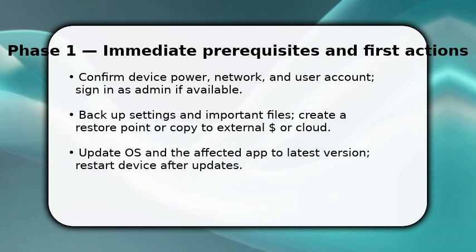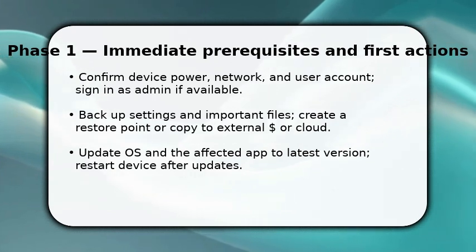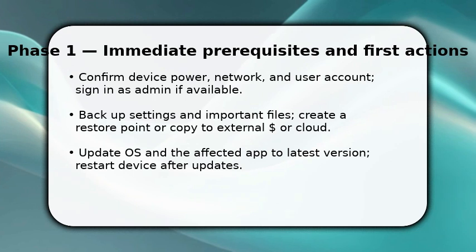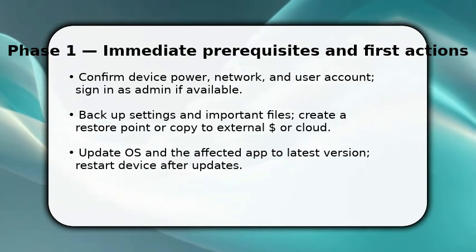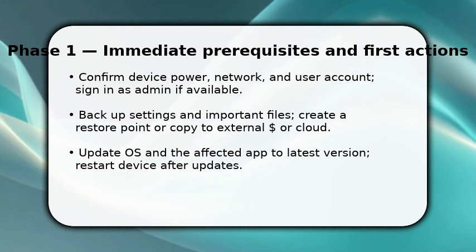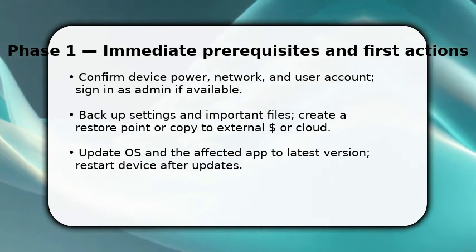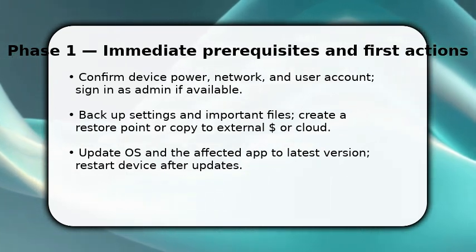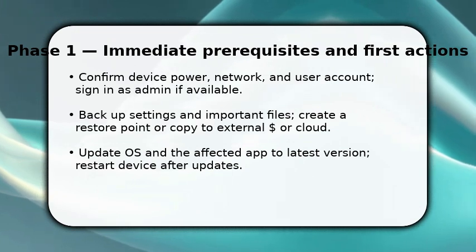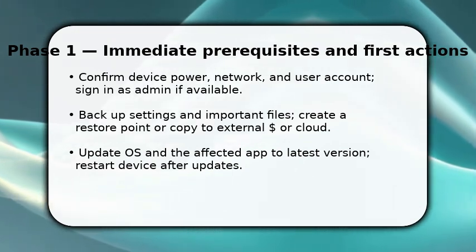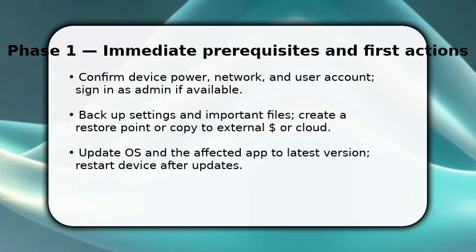Once done, create a quick backup or restore point so you can roll back changes if needed and update the operating system plus the app whose settings fail. After updates finish, restart the device. Reboots often clear transient errors. If the problem persists, proceed to targeted troubleshooting steps to inspect permissions and local caches.